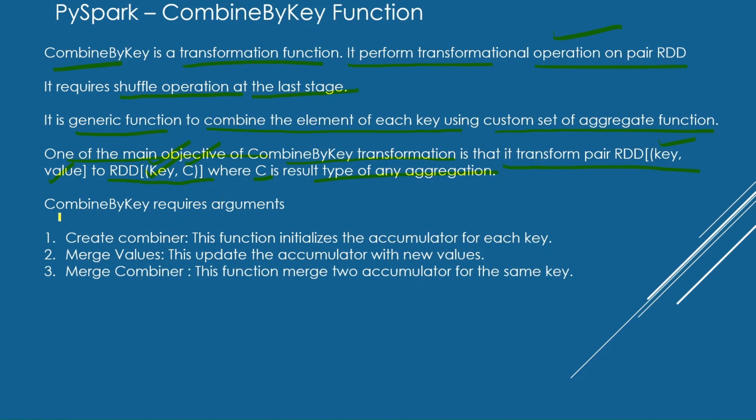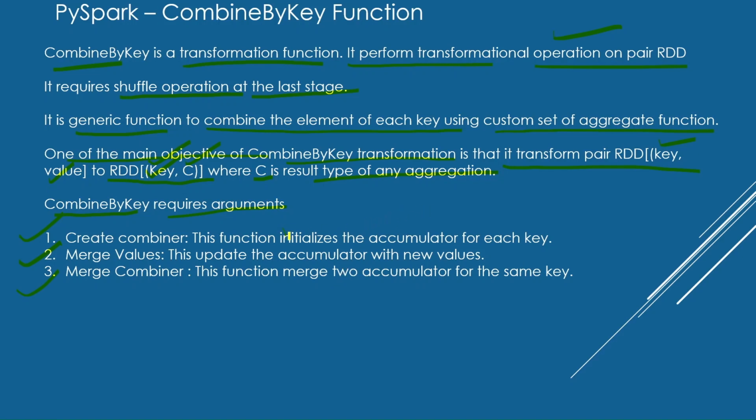So whenever we use the combineByKey function, it takes three arguments. That is very important. One is createCombiner. This function initializes the accumulator of each key. This is mergeValue. This updates the accumulator with the new value. And this is mergeCombiners. This function merges two accumulators for the same key. So let's understand one by one.